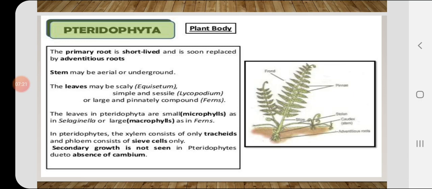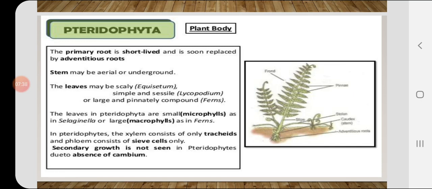An example of such small leaves is Selaginella. In some plants the leaves are large and they are known as macrophylls, as in ferns. Examples for macrophylls, large leaves, are ferns.